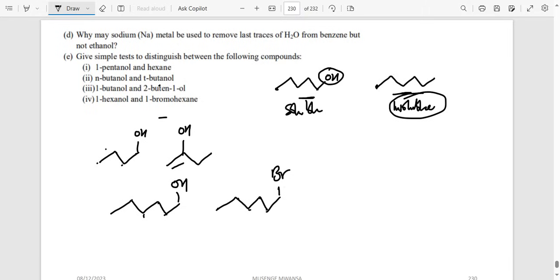So I get you. You are not naming anything; you are just giving a simple test. In other words, what should you do? How do you differentiate this? What can you do to differentiate that? This is this, this is this. That is all. You are not naming reagents and other things. You're just giving a simple test to differentiate. Is that okay?